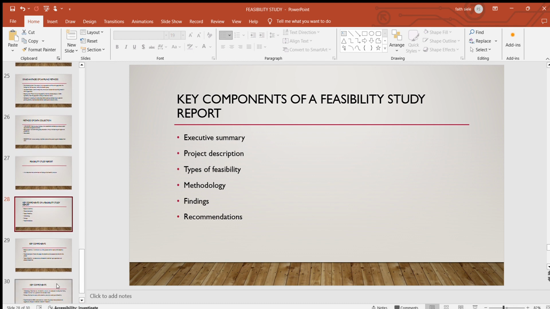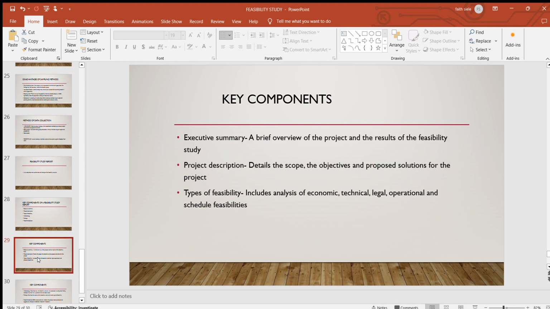So when you talk about executive summary, this one is a brief overview of the project and the results of the feasibility study. Then when it comes to project description, this one details the scope, the objectives and proposed solutions for that particular project. Number 3, we have types of feasibility. It includes analysis of economical, technical, legal, operational, and even schedule feasibilities.